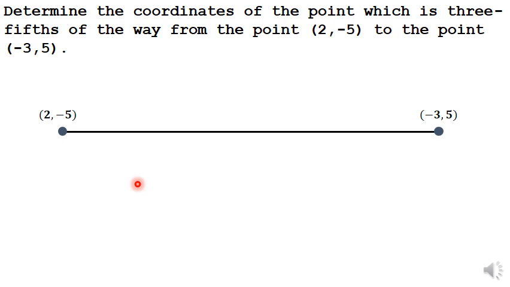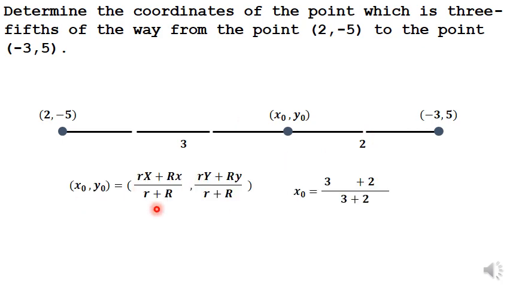Meaning, first we divide the segment into 5 in order to have 5/5. Now, we only want to count 3/5. This is one of the fifths, 2/5, and 3/5, meaning our point is located here. Let's say its name is x0, y0. We use the formula to determine the location of this point. Now we can say that the proportion of these segments is 3:2. So using the same method, we write the ratios of the segments. We have 3, we have 2, and then we have 3 plus 2 here.